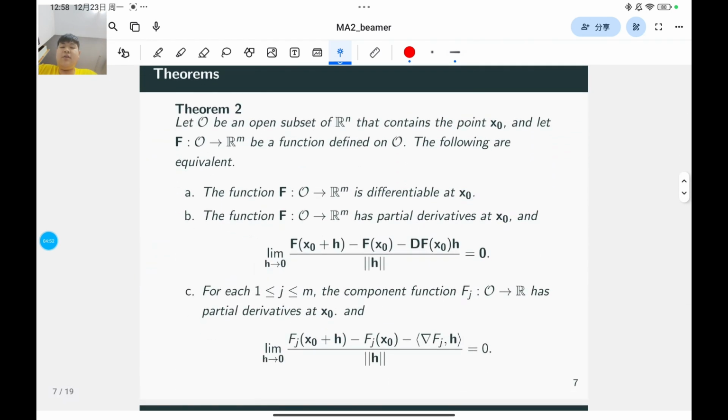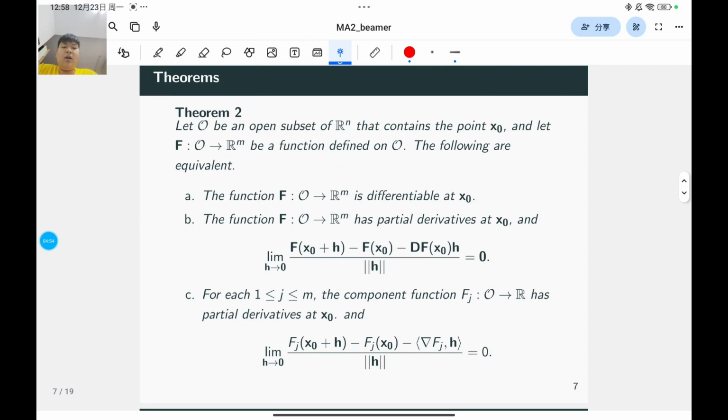Okay, next, theorem 2. Let f be a function defined on the domain, then these three are equivalent. A: f is differentiable at x0. B: f has partial derivatives at x0, and this limit is 0. C: the component function fj has partial derivatives at x0, and this limit equals 0.